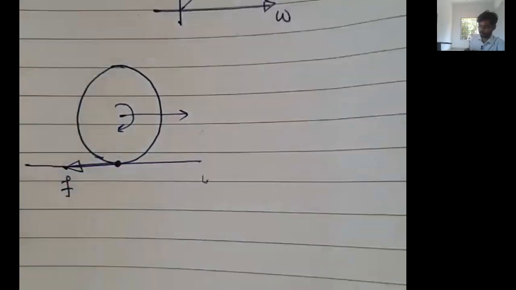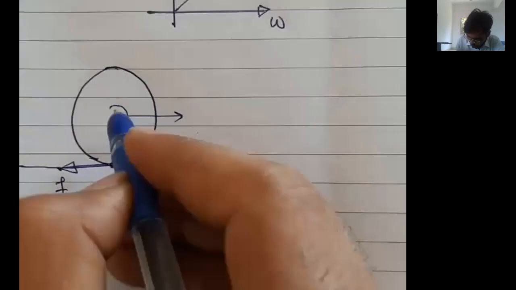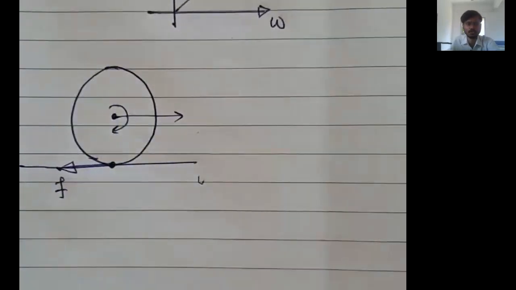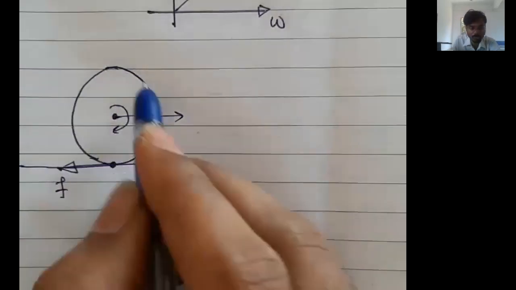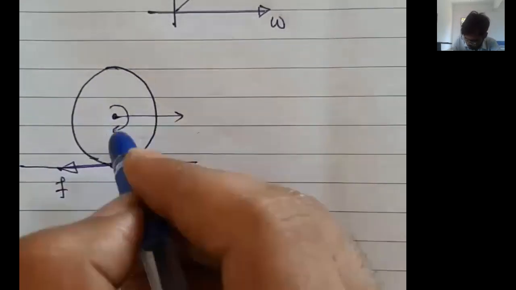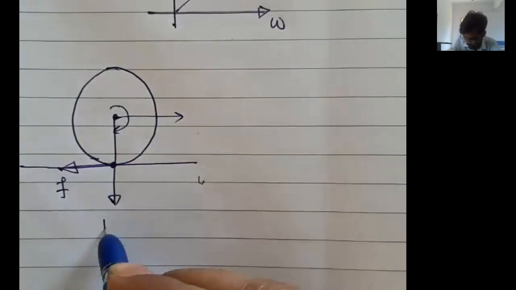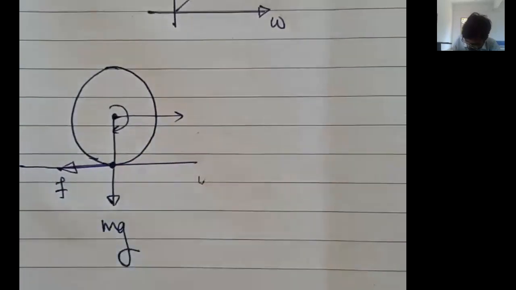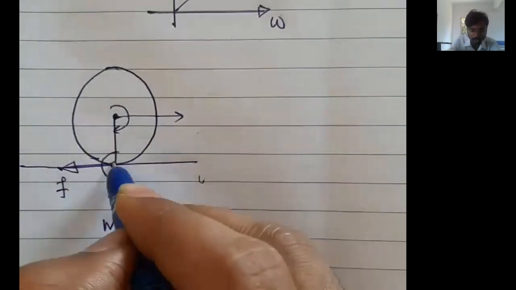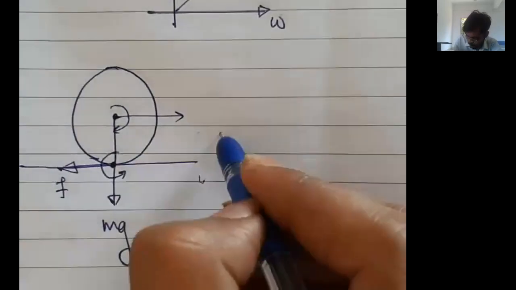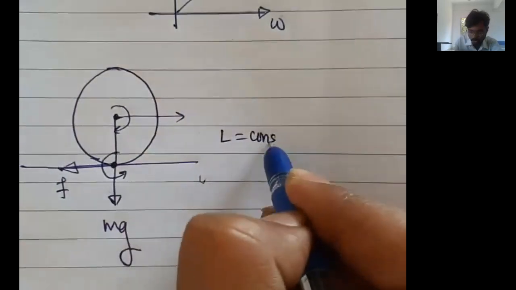Okay, now there will be weight of the object also. We are trying to draw the free body diagram, all the forces. There will be one more force acting on this body, which will be the weight of the body, mg. And they are saying that about this point of contact, angular momentum will remain constant or conserved.